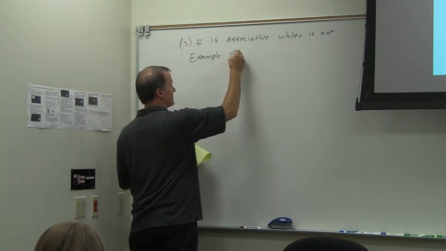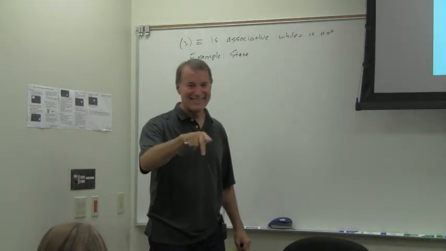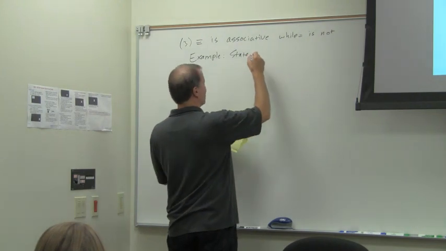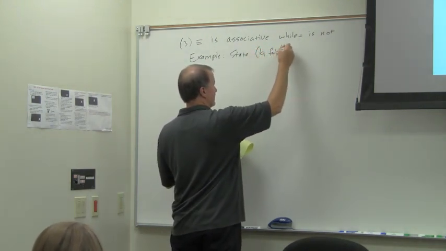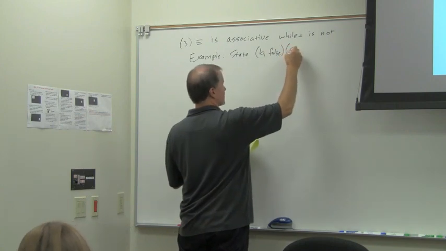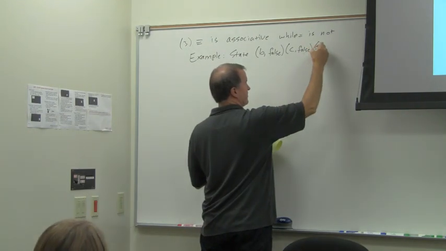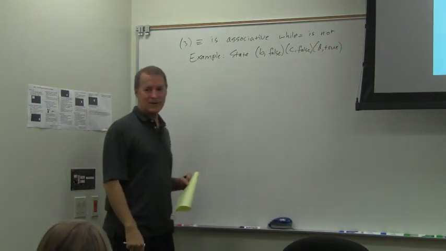Suppose we have this state. What's the definition of state? Variables with numbers. A list of variables and their values. So suppose we have this state: B false, C false, and D true. That's a list of variables and their values, right?